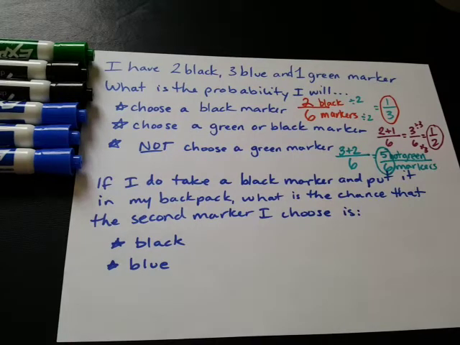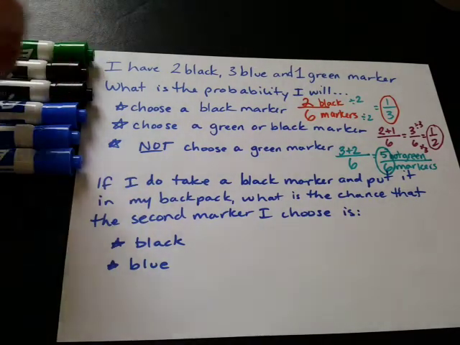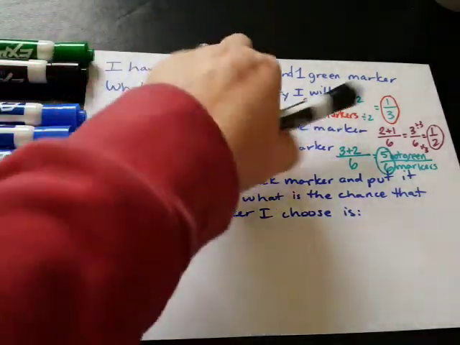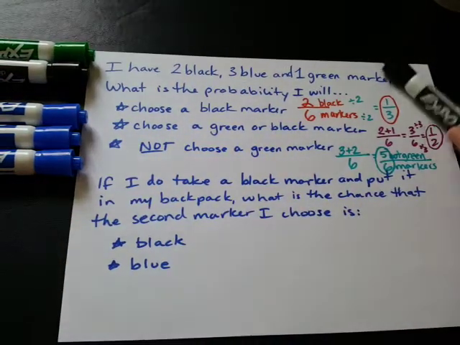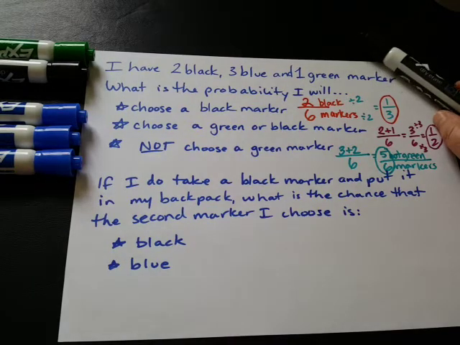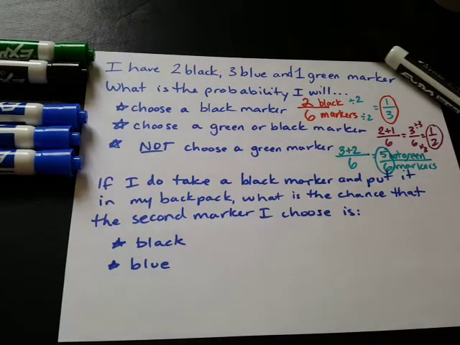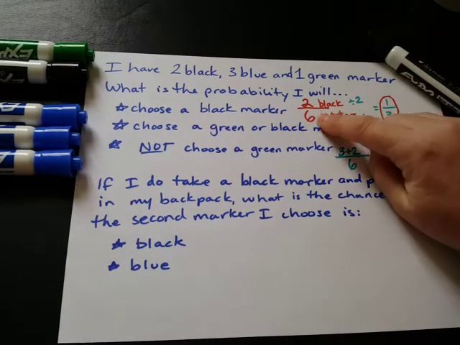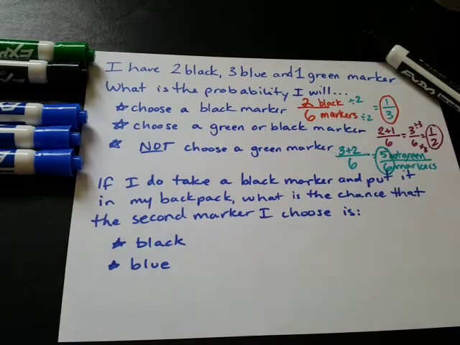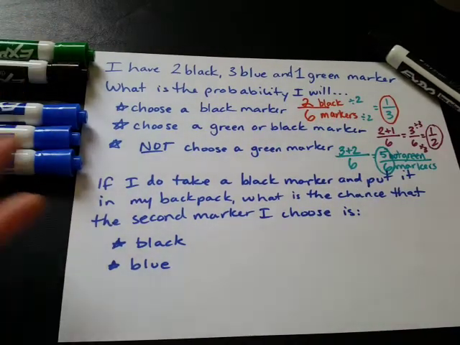Now, if I did take one of those black markers, but I'm going to take it and I'm going to put it in my purse. So it's out of the picture. And I'm going to go back in for a second one. So initially we had a 2 out of 6 chance of getting black. But what is the chance now of me getting a second black marker?